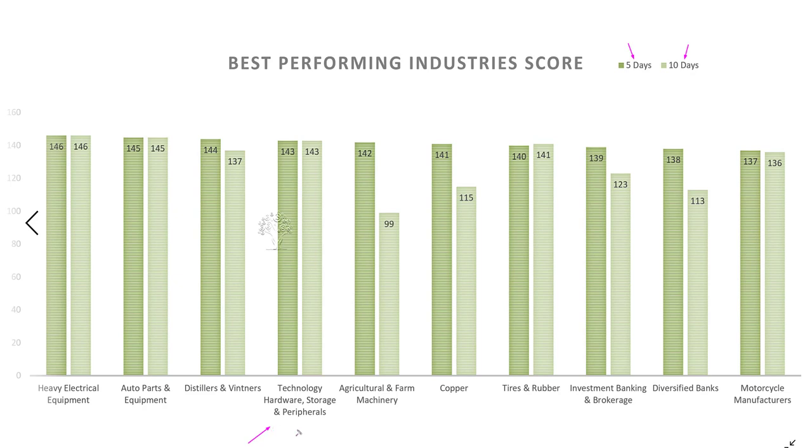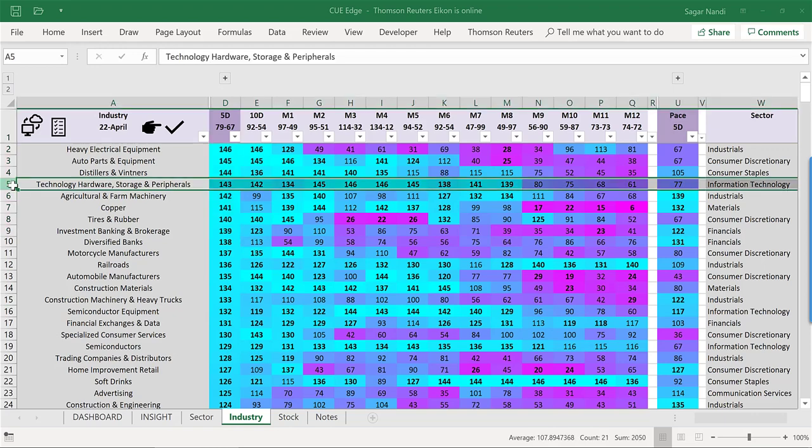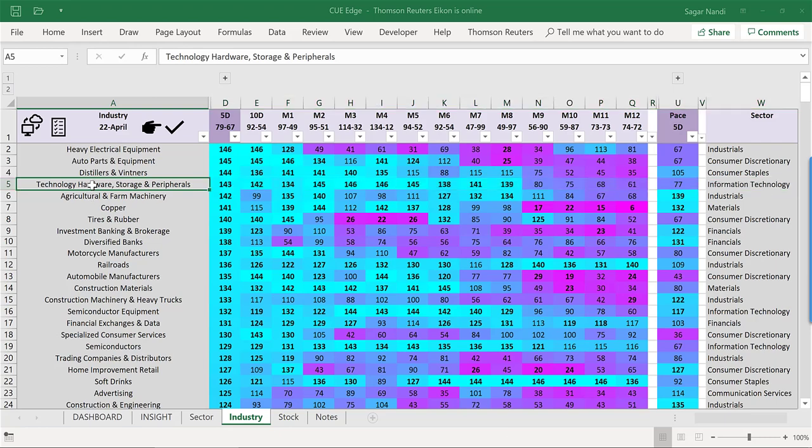Technology, hardware, storage and peripherals is one of the strongest industries this week. This is a look at the industries using QH real-time industry scorecard and heat map. As was in the case of sectors, cyan represents strength and magenta represents weakness. Looking at the 5 days column, we find the strongest industries shown in cyan color. Technology, hardware, storage and peripherals is one of the strongest industries.